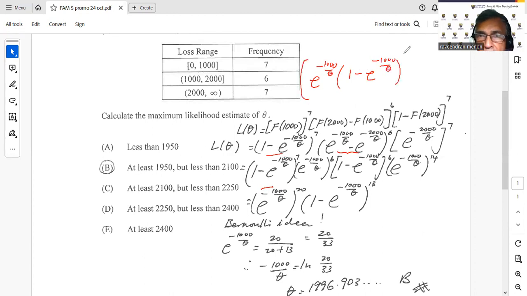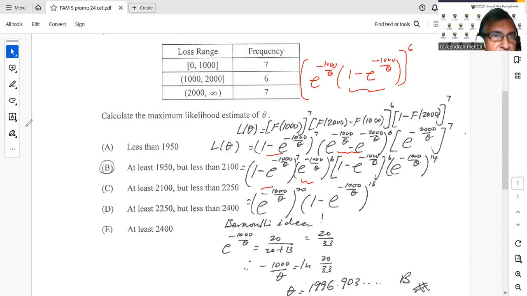Remember, this was all raised to the power of 6, right? So this is 6. So when you clean up the indices, you'll get this: e to the power minus 1,000 over theta raised to the power 6. And then this thing here, which is raised to the power 6. Just some minor algebra. So now you can marry this up.